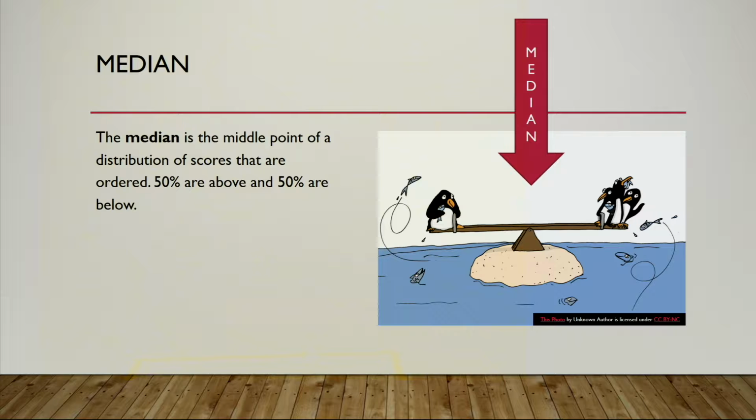The median is the middle point of a distribution of scores that are ordered. 50% are above and 50% are below. In this case, the 3 penguins weigh as much as the 1 penguin, but it's balanced on my seesaw. Do you see how it's even? Because 50% of that weight is above and 50% of that weight is below.